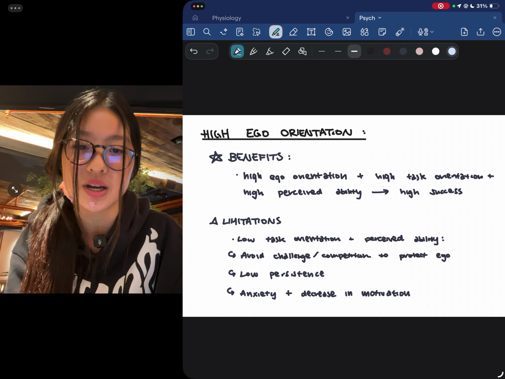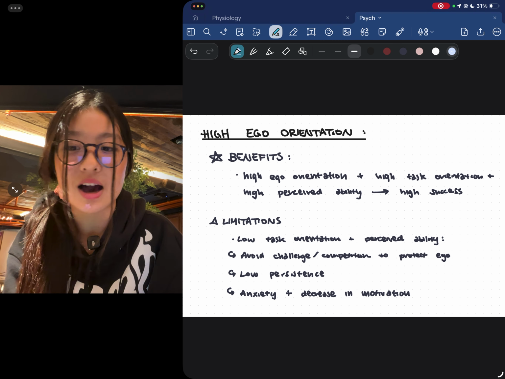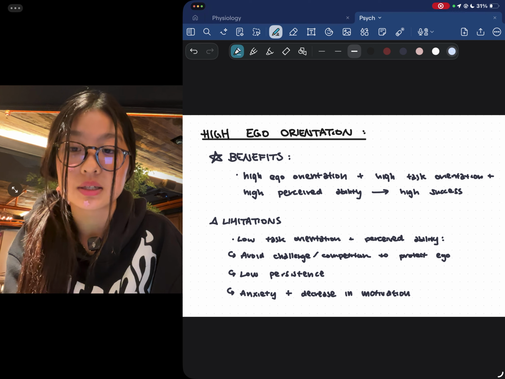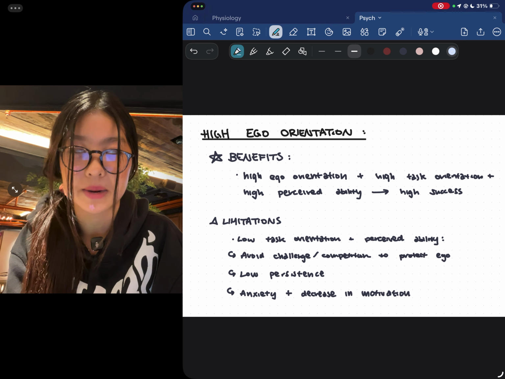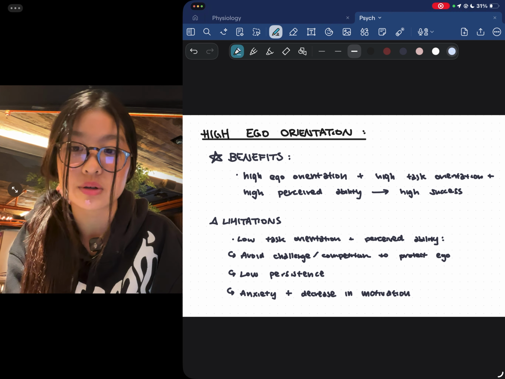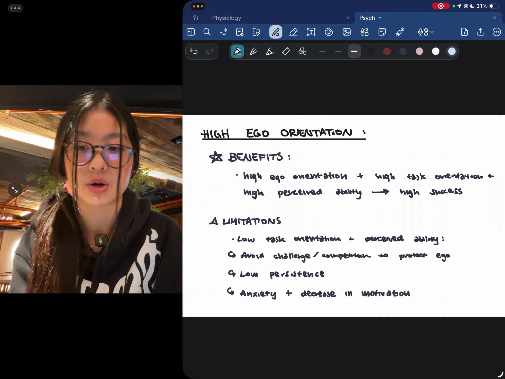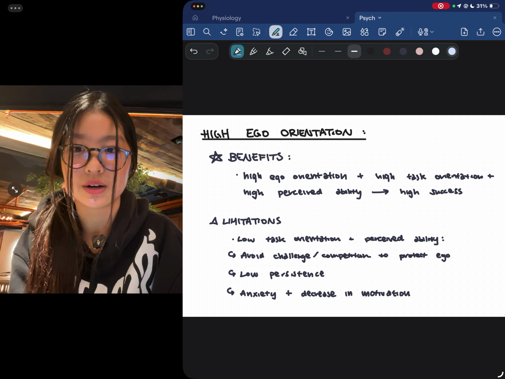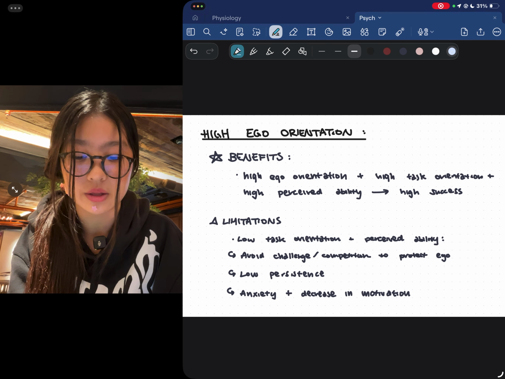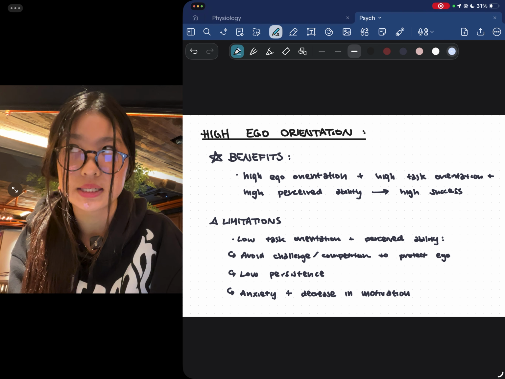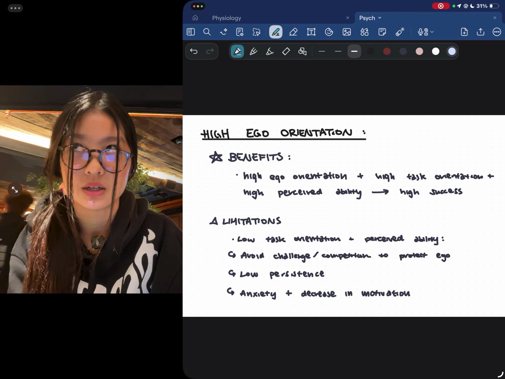Whereas the limitations of someone with a high ego orientation but lack of perceived ability and low task orientation is that they tend to avoid challenges or competitions to protect their ego because losing is not a good look for them because their entire goal is to win. This means that they have low persistence and they generally give up easier. And before competitions, they're characterized by higher anxiety because their goal is to come out on top rather than to achieve a certain personal motivated goal. And there's a decrease in motivation when their goals aren't achieved, which can cause a dip in performance and training overall.